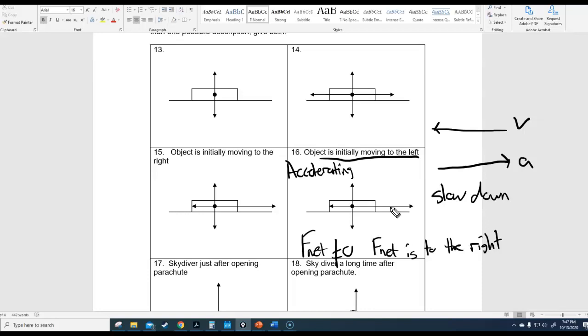Alright, so there are 4 problems done for you. Okay, this worksheet shouldn't take you all that long.